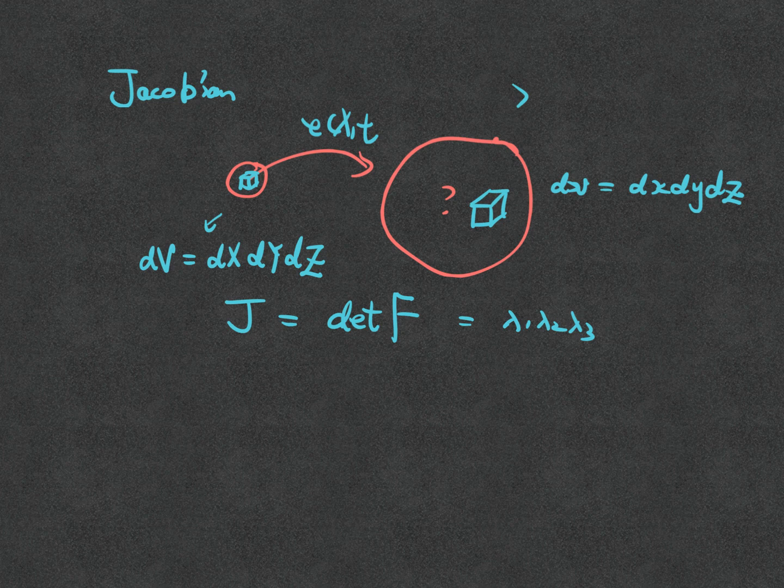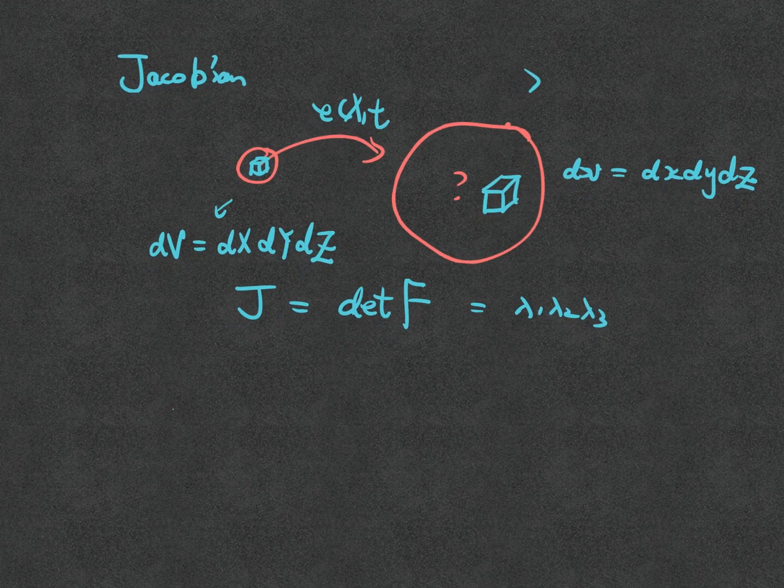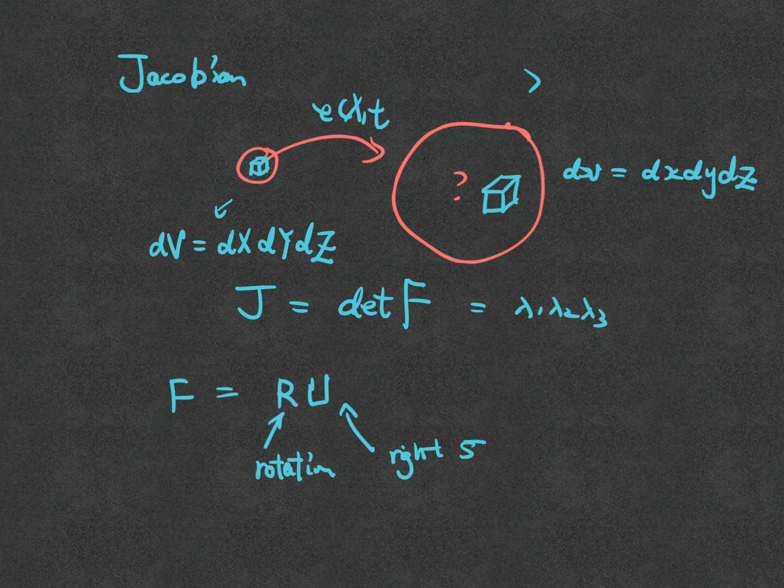Now, that is actually related to another concept. F, this is a deformation gradient, right? If you perform a polar decomposition, something very similar to an eigenvalue decomposition, I can separate it into the rotation tensor and the right stretch tensor. Okay, you see what I mean?